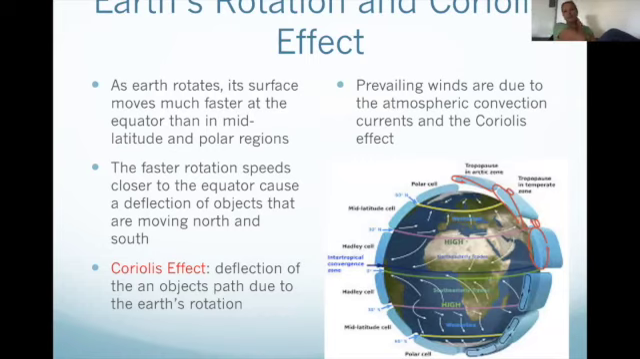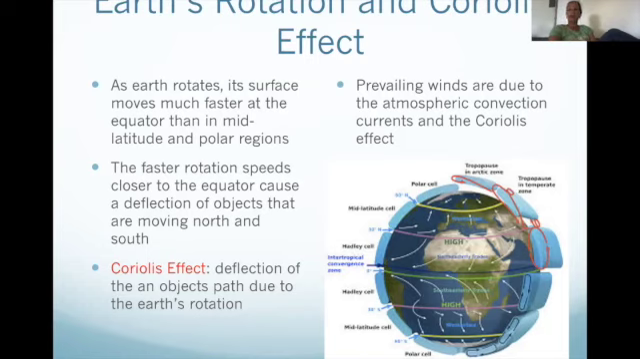Well, what is it deflecting? It's deflecting the winds. So prevailing winds are due to atmospheric convection currents and the Coriolis effect. These prevailing winds are what sailors use to get across the ocean. So these are predictable winds moving in a predictable fashion, and that's what's going to help you. Planes are going to use it as well.